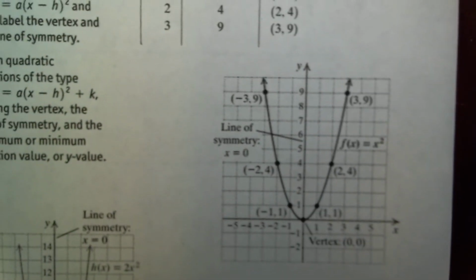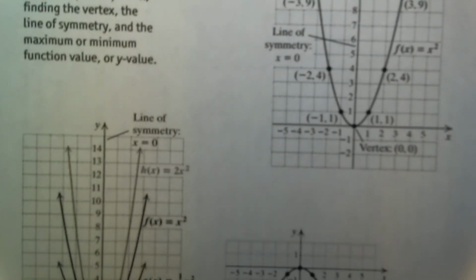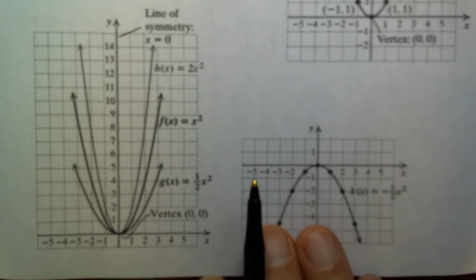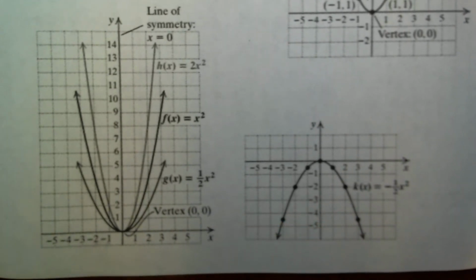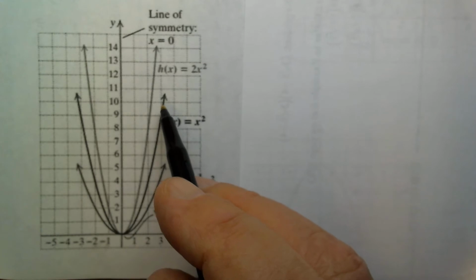Now, we also want to look at the effect of the factor a, the coefficient of x². The following graph gives us a very good overview of this. So we're going to look at three different graphs. One of them is f(x) = x². That's the one we just analyzed in detail with the ordered pairs, and we graphed that one.